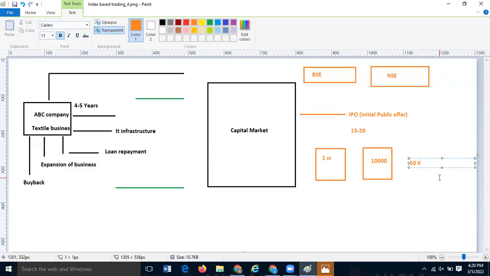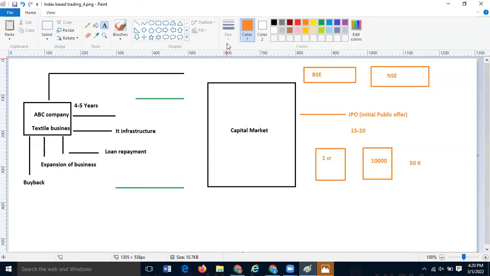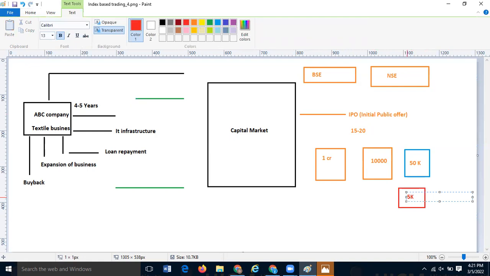So in this system, in this IPO, it can work in two ways. Either it can be oversubscribed. Like I have told you, they only want to allot 10,000 shares and 50,000 people are applying. This is oversubscription. Or it can be undersubscribed. They want to give 10,000 shares and you see only 5,000 people are applying. Both things can happen.